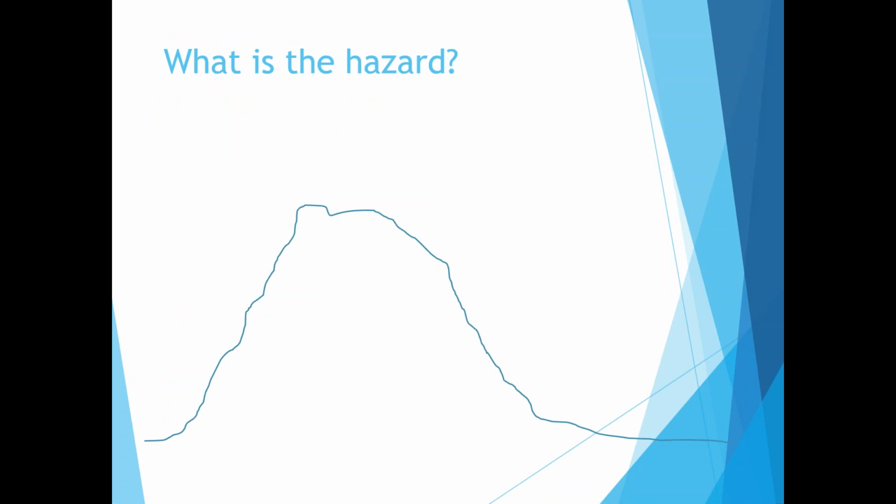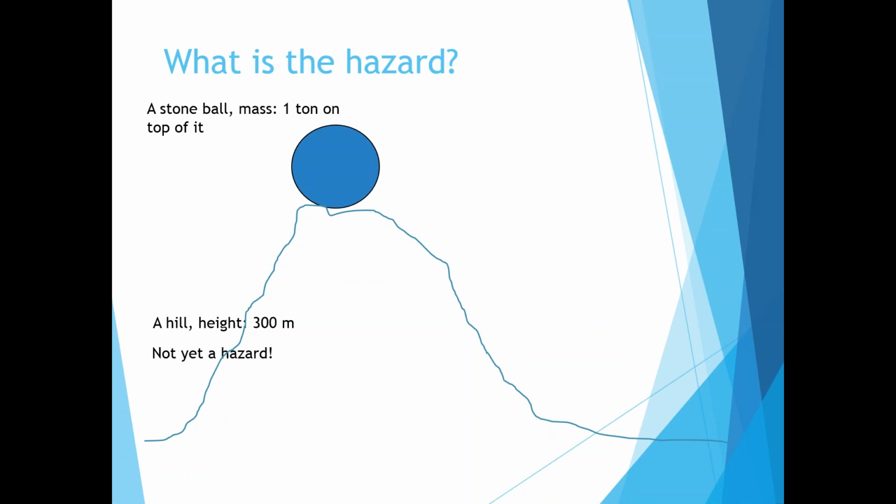I'll give you a quick example to illustrate this whole process in a completely non-drug related way. If you look at my masterpiece drawing here, we have a hill of, say, a height of 300 meters. Obviously, a hill in itself is not a hazard, right? Hills are there, there's nothing that can go wrong. Now, let's put a stone ball on top of this hill. The stone ball has a mass of 1 ton and sits there under gravitational control.